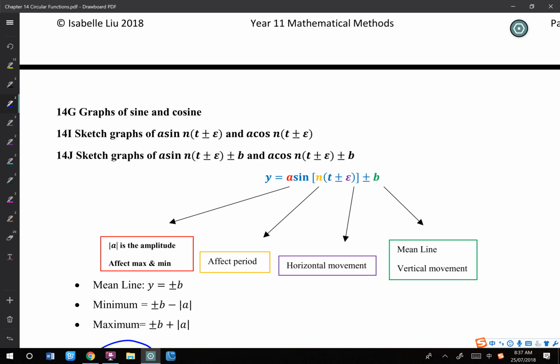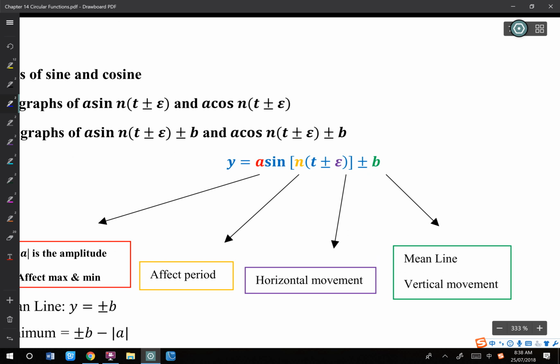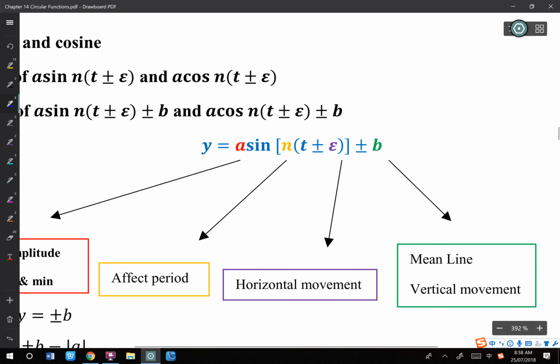I directly give you the most complex form, and then we can work from the complex form to achieve all the questions. I don't want to introduce dilation and then transformation and then right hand side, left hand side movement. So I put everything together for you here. The most complex form for sine cosine graph will be this.